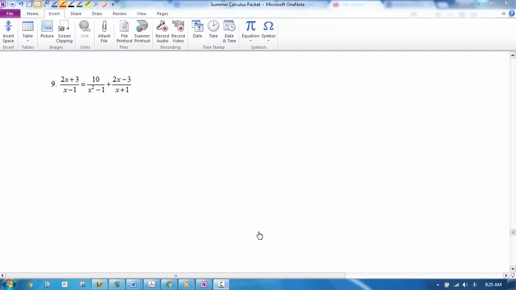Okay, the next problem is this one here, solving this rational equation. Now, whenever you have fractions and an equal sign, it's called a rational equation, we want to clear fractions. So you want to multiply through by the least common denominator. There's other ways to do it.